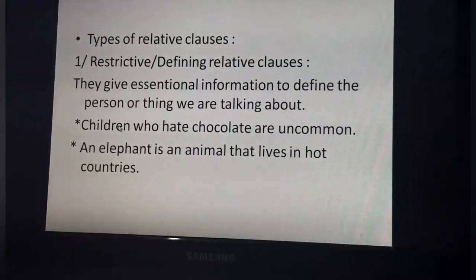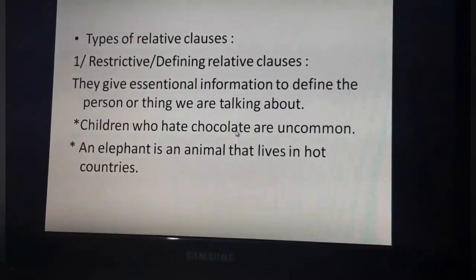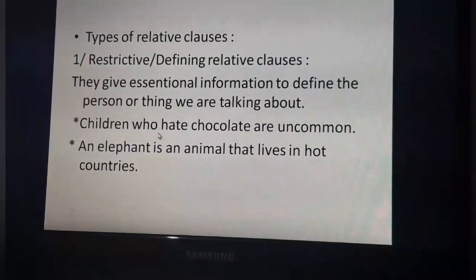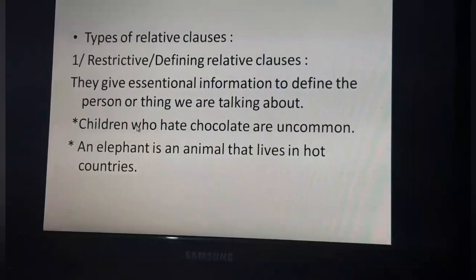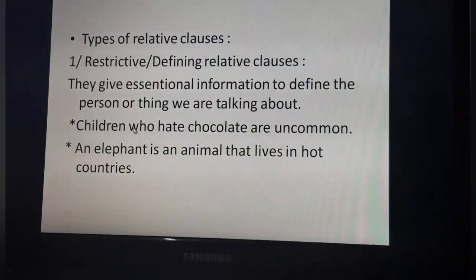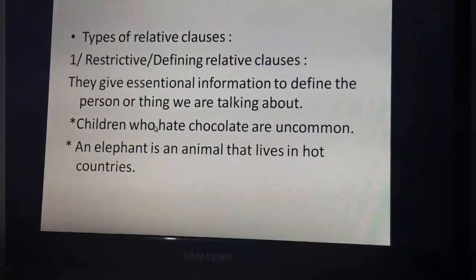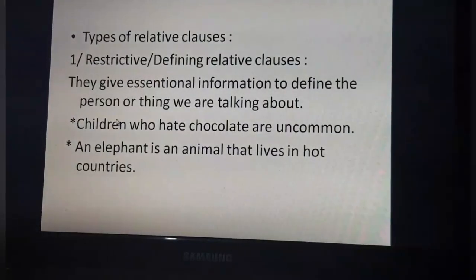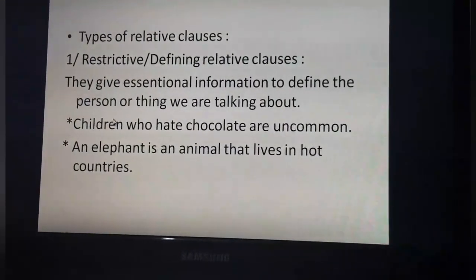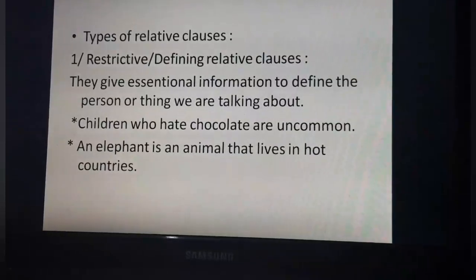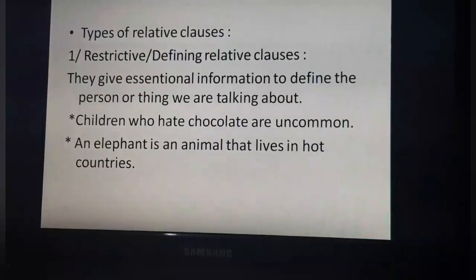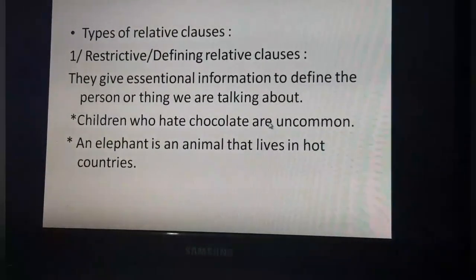For example, children who hate chocolate are uncommon. What is the relative clause here? Yes, this is who hate chocolate. Children who hate chocolates. This clause, it defines the word children. يعني كتوصف لنا هاد children. شكون هما هاد children علاش كنتكلم؟ هاد الأطفال علاش كنتكلم؟ هما الأطفال اللي ما كيبغيوش الشوكولاتة who hate chocolate. So children who hate chocolate are uncommon.